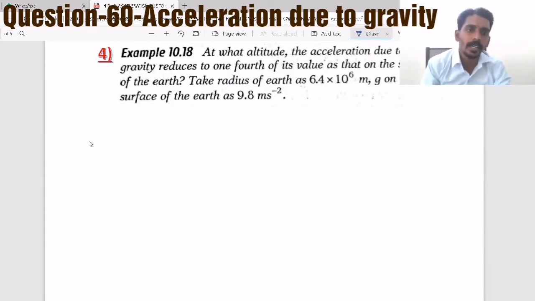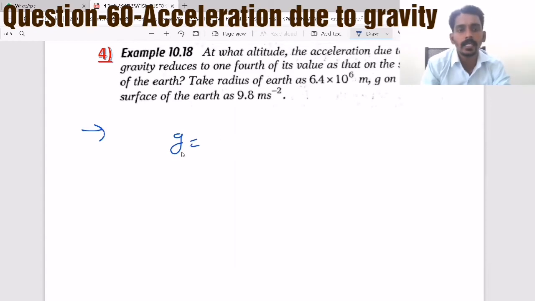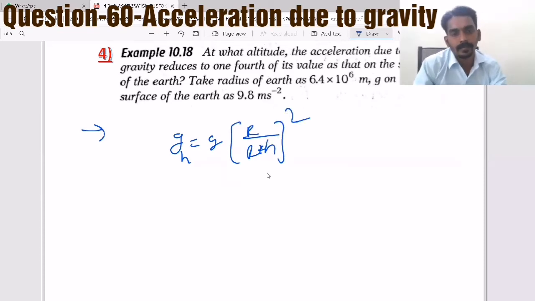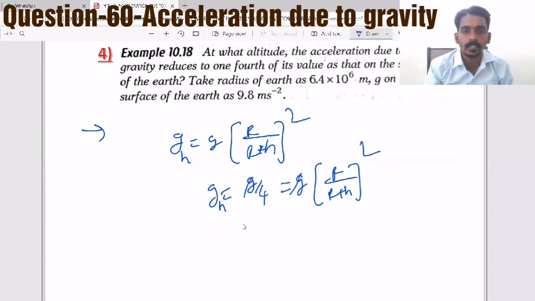Now the next question is, at what altitude the acceleration due to gravity reduces to 1/4 of its value? G at any height is G into R by R plus H whole square. Now here the G at any height will become G by 4, 1/4 of its. So that G into R by R plus H whole square. So G cancel, 1 by 4 equal to R by R plus H whole square.